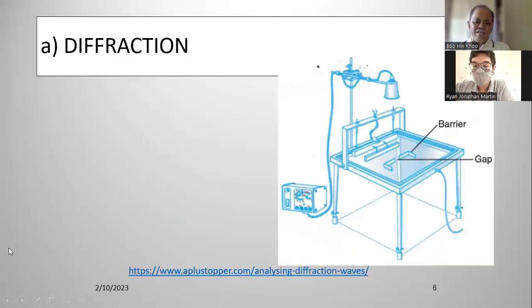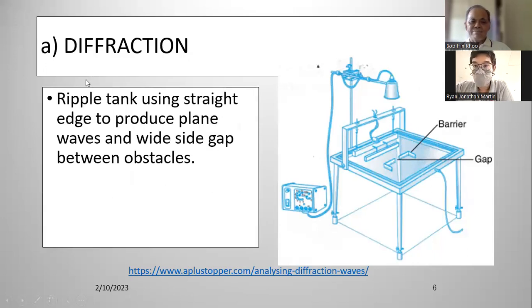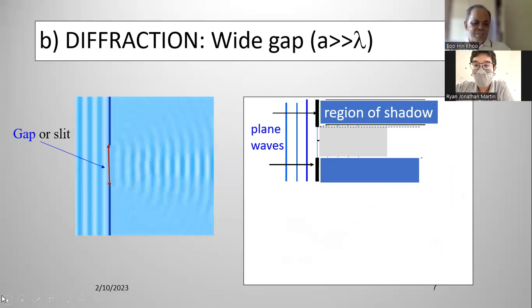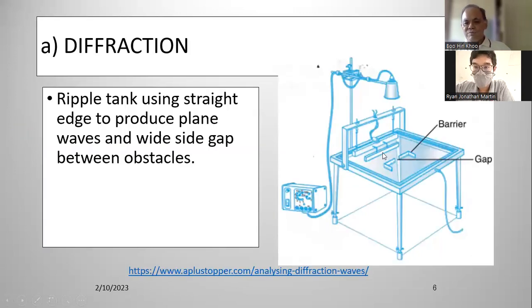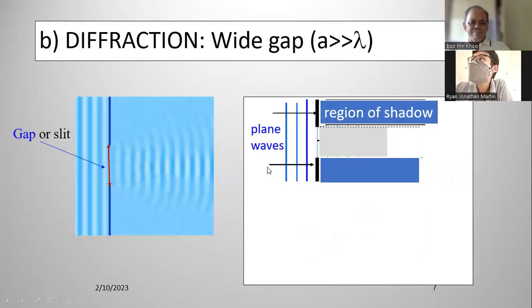If it's an experiment, we can use a ripple tank, where this one vibrates up and down to produce your plane wave, and this is your aperture, a gap between two barriers or two obstacles. You are required to know wide gap, where your aperture size is very much greater than the wavelength. So that is your gap.